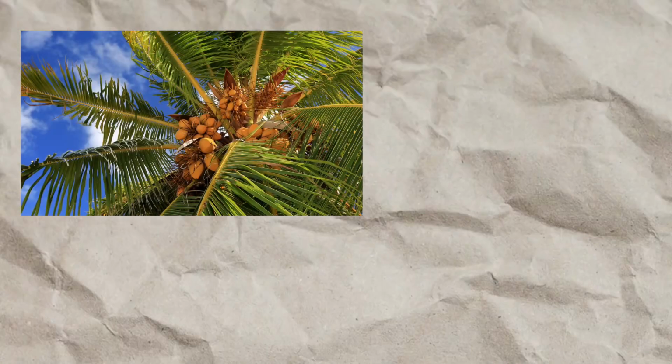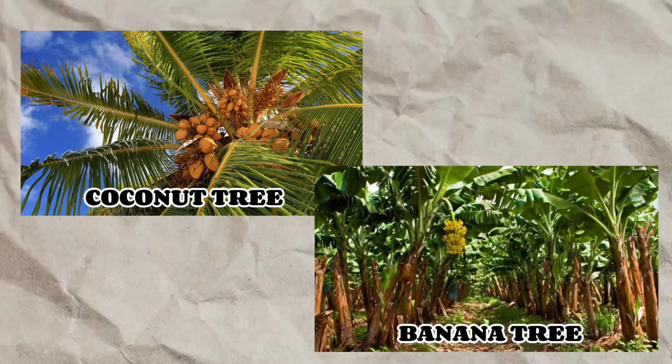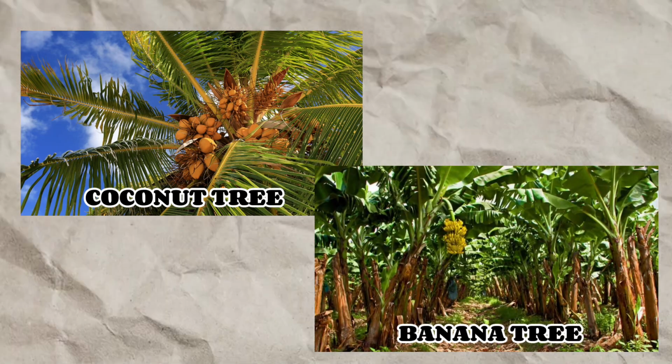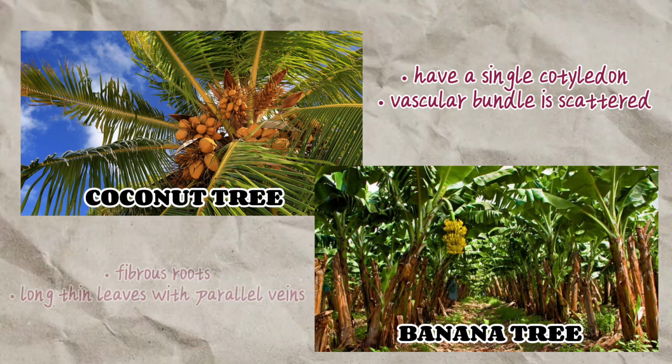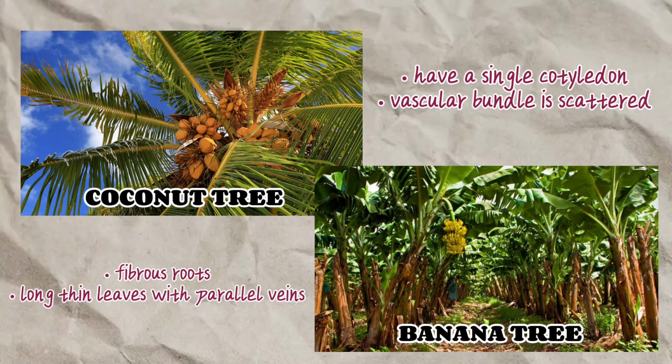Examples of monocotyledons are coconut tree and banana tree. Some of their major characteristics are they are plants with a single cotyledon, vascular bundle is scattered. They are plants with fibrous roots and long thin leaves with parallel veins.